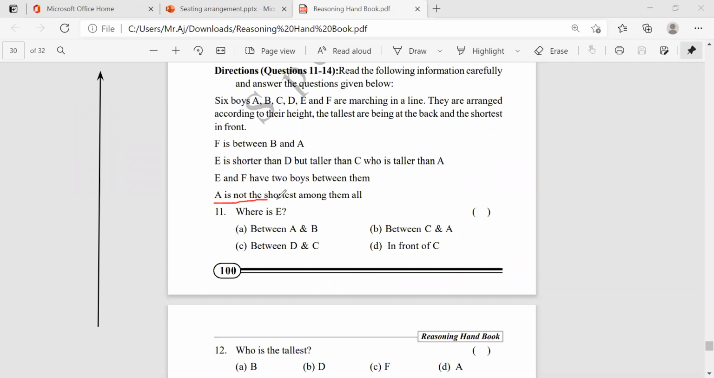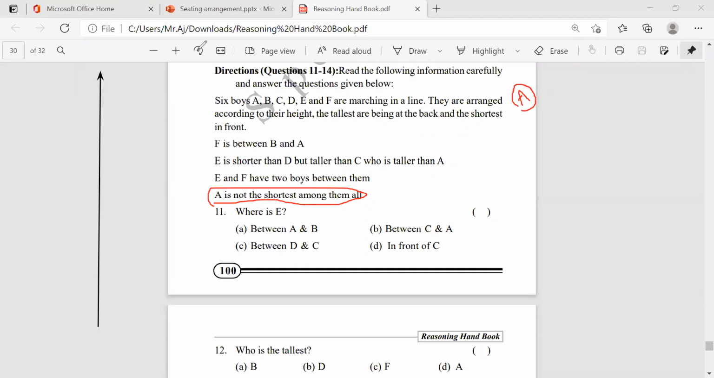From this statement, we can say one thing. A is not going to be first person. From this statement, see, A is not the shortest among them all. They said that means A is not a shortest one. That means A is not a first one.